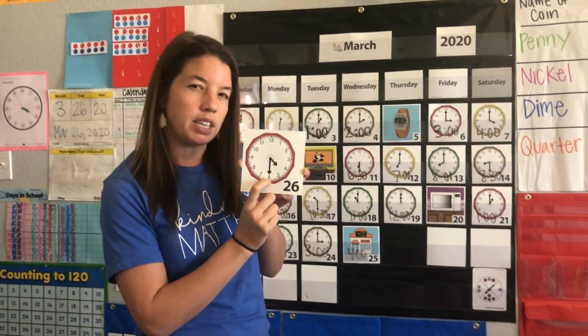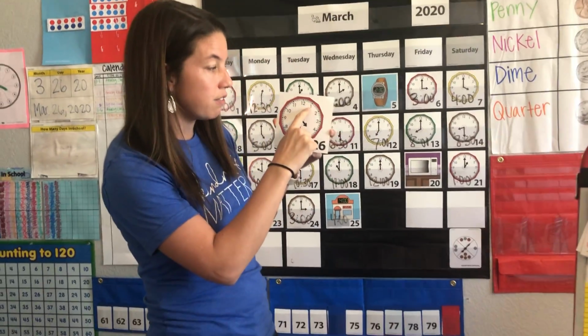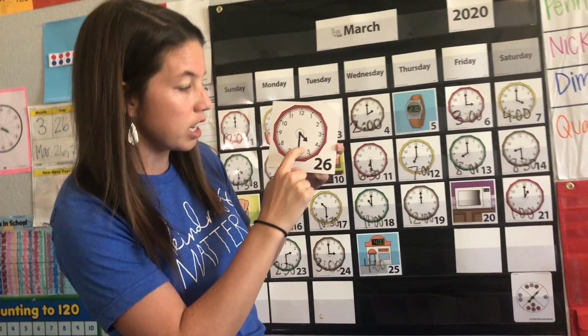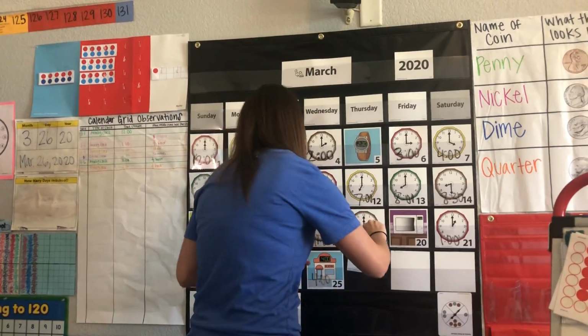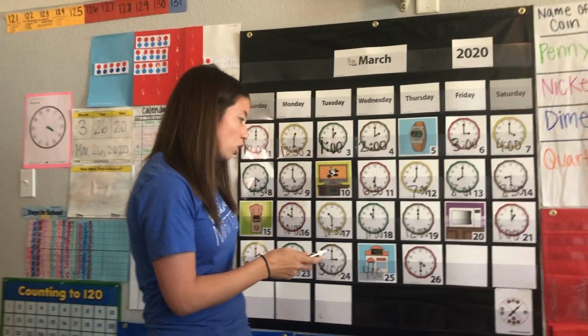What does the 6 mean? How many minutes? That's right, we count the minutes by 5. So let's see, 5, 10, 15, 20, 25, 30. So it is 4:30.